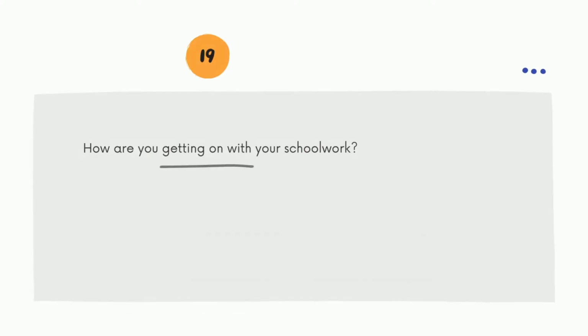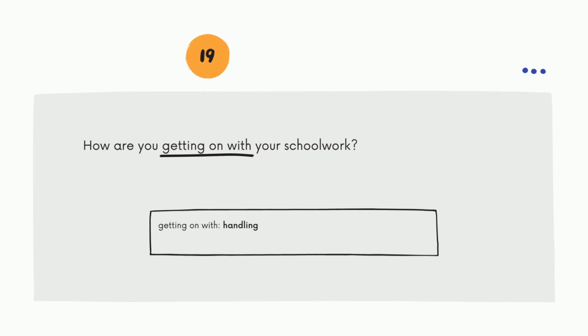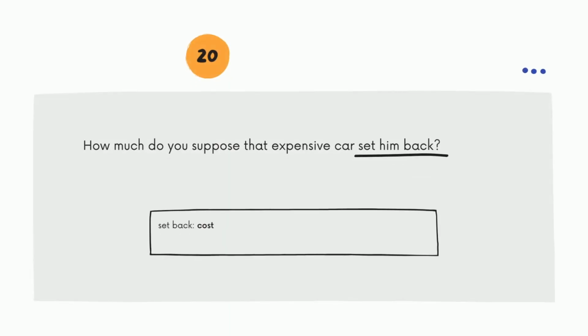How are you getting on with your schoolwork? Getting on with here means handling. And number 20. How much do you suppose that expensive car set him back? Set back here means cost.